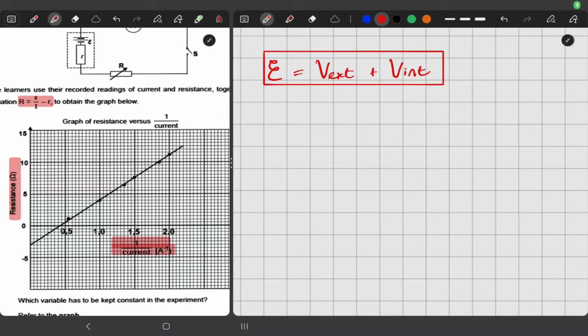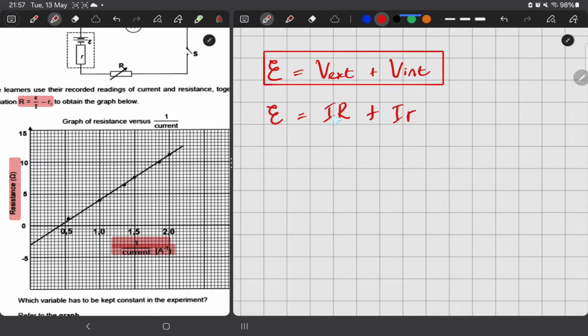The equation for the EMF of the battery, as we know it, is the sum of the external voltage and the internal voltage. Now we are given a graph here where we need to use this original equation and rewrite it in such a way that it will best suit this graph, whereby we can show that our y-axis is the resistance and our x-axis would be the inverse of current. So let us use this original equation to do that.